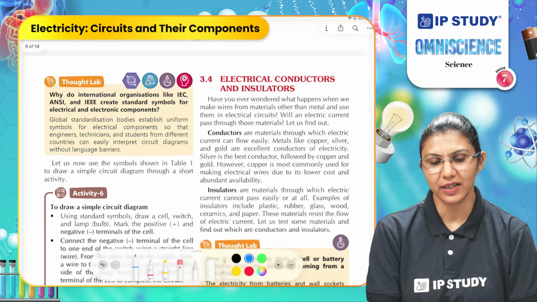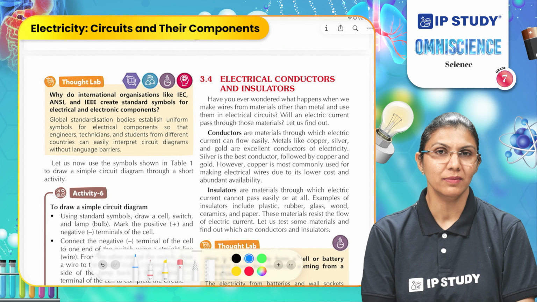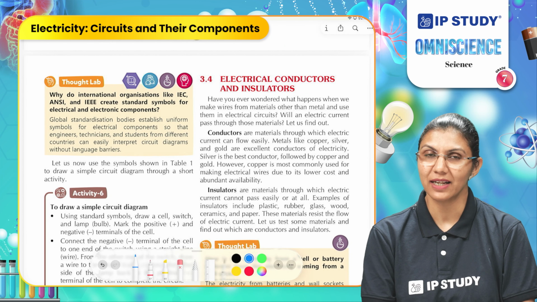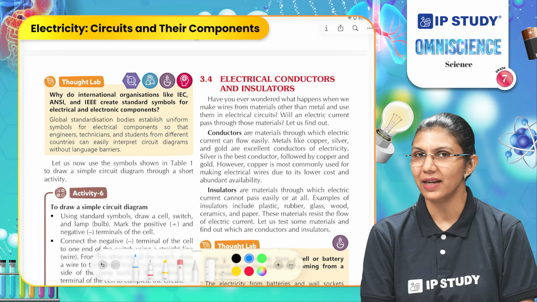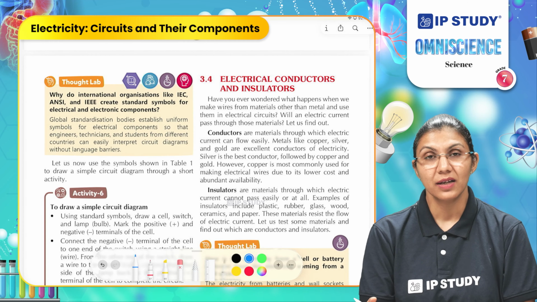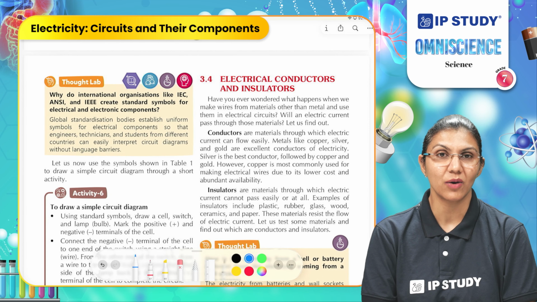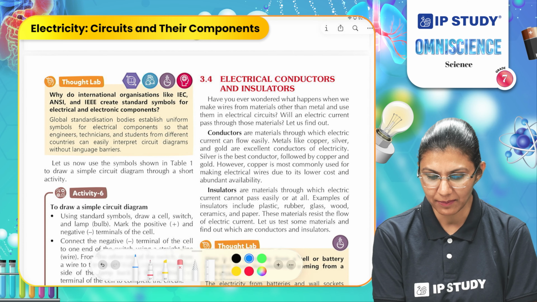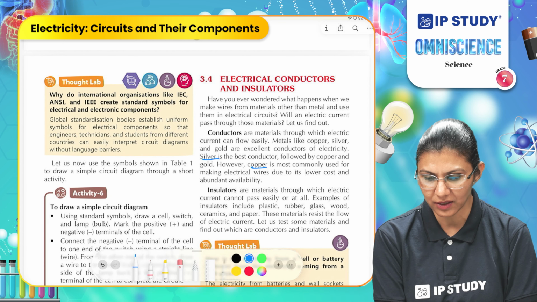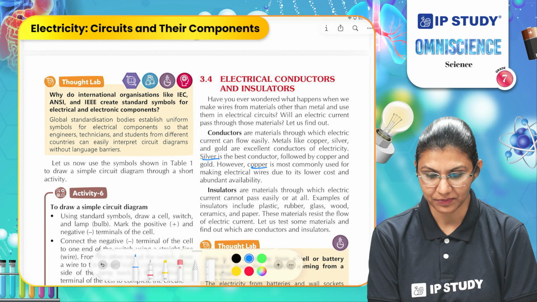So, here we discuss that most of the time we are using copper and aluminum metal wires. So, what we are trying to conclude here, that only selective materials can allow electricity to flow? Yes, certain materials allow electricity to flow through them. These materials are called the conductor of electricity. For example, silver, gold, copper, these are best conductor of electricity.